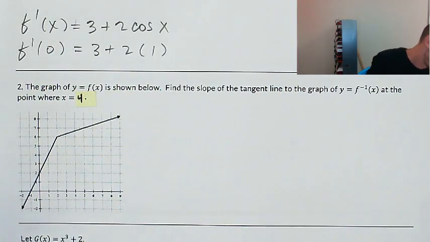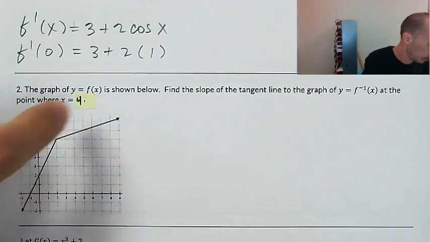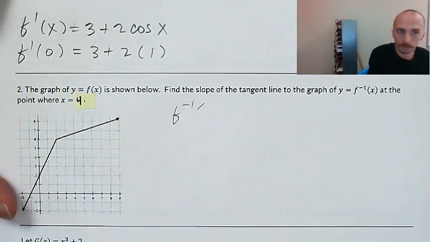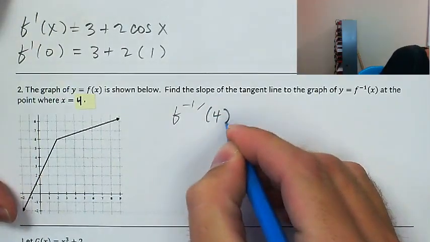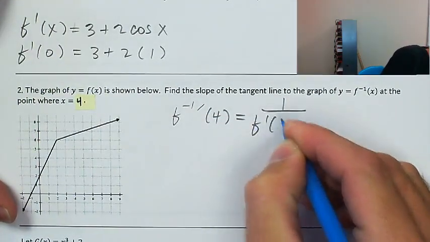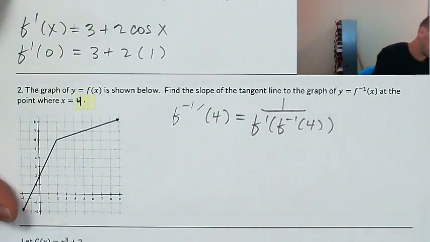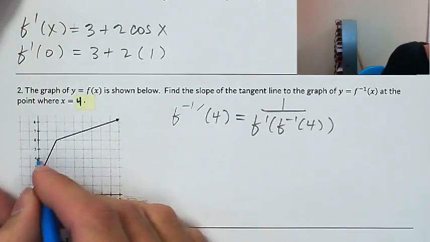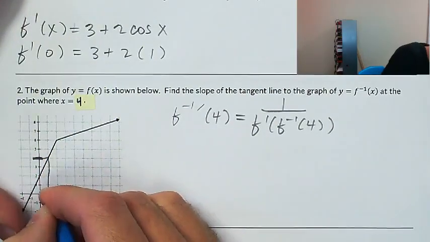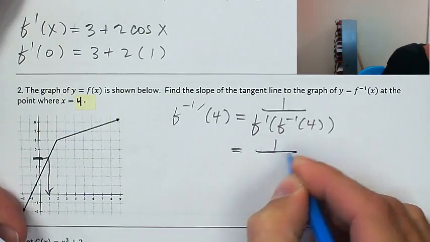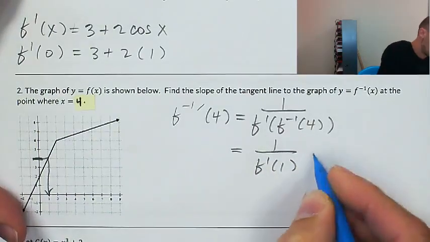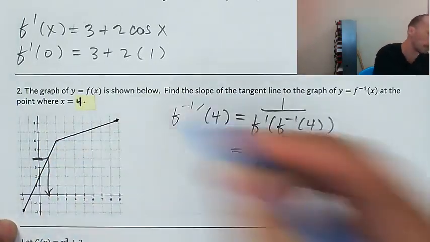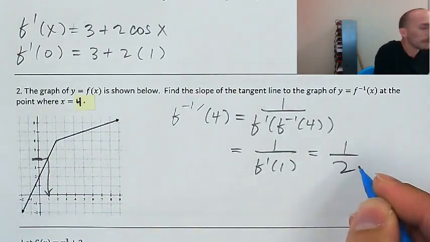So we're going to find the slope of the line tangent to f inverse at the point where x equals 4. All right, so we want the slope of the tangent line. That's the derivative, right? So that's equal to 1 over f prime of f inverse of 4. And then I will say, all right, f inverse of 4, I go here, say f of x equals 4, that's x equals 1. Okay. And f prime of 1 is looking like 2 to me. Yeah, it's got a slope of 2. So this is 1 over 2.